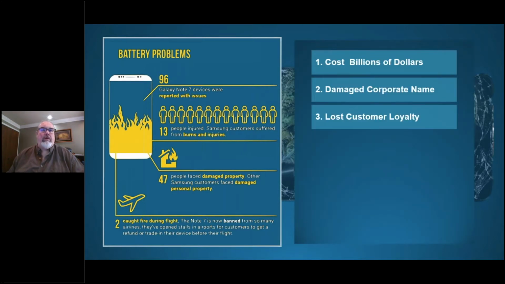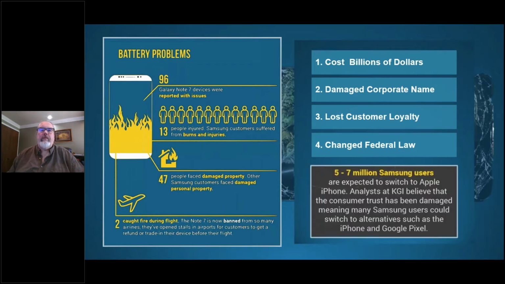It literally cost billions of dollars, damaged the corporate name, lost customer loyalty, and this is a unique one, changed federal law. When we go onto airplanes, there are questions about batteries. It was because of this. So this was a very strong recall if it changed federal law.